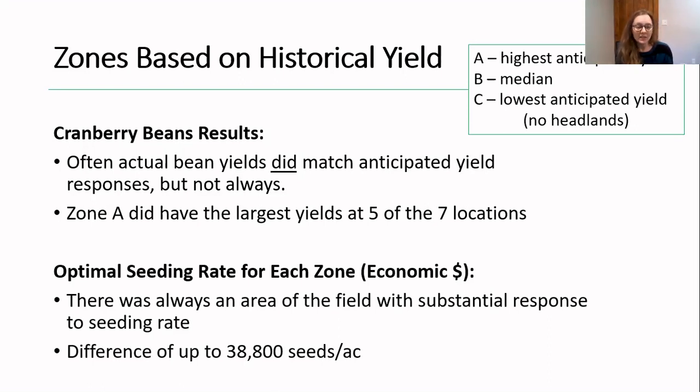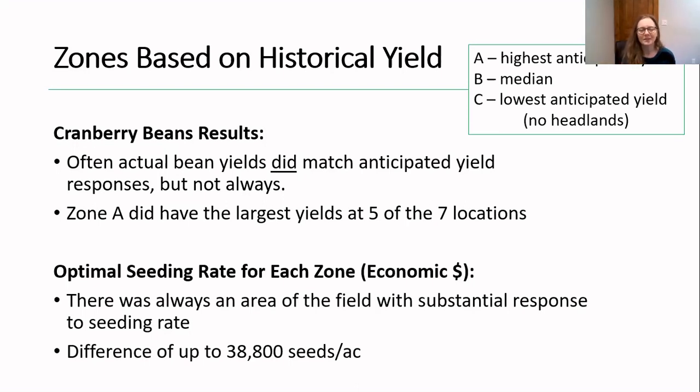The biggest difference was we had a field where one part of the field needed 38,000 seeds more than another part of the field to have an optimum seeding rate. But the average was closer to, I think, 12,000. So you think about variable rating your crayons, there's about on average a 12,000 seed per acre range across which it kind of made sense. That range for white beans averaged around 40,000 seeds.